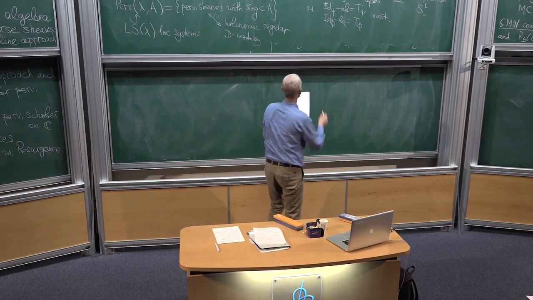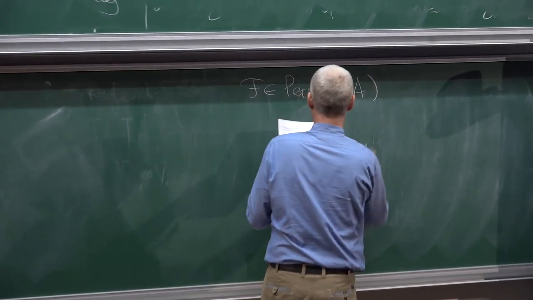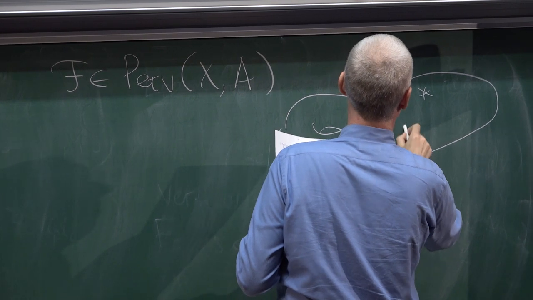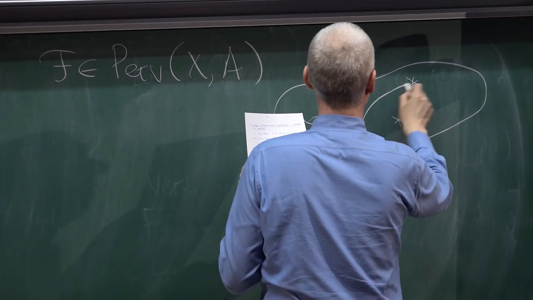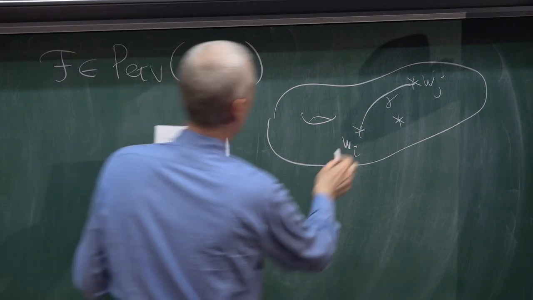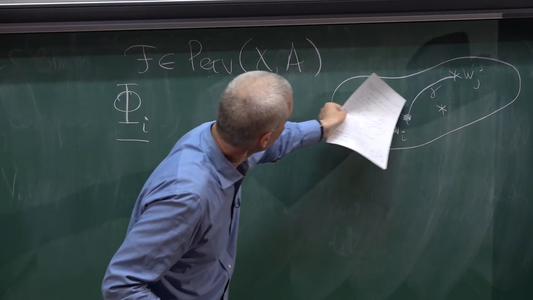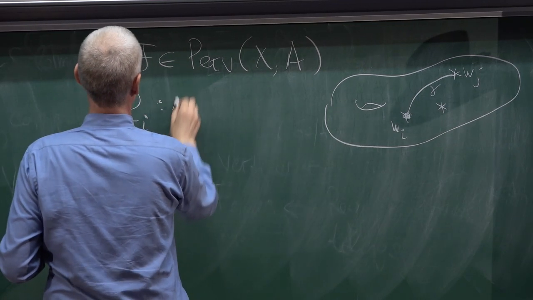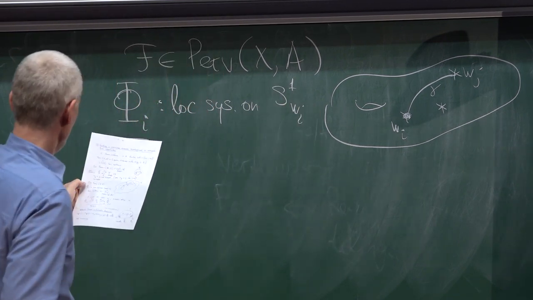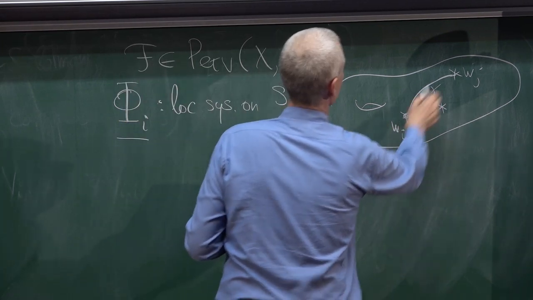So in particular, now F is a perverse sheaf on a surface, in Perv(X, A). So we have a surface, maybe something like this. We have some points, and we have a path gamma joining Wi and Wj. Then, first of all, phi i underlined is the local system of vanishing cycles on this circle of directions, a local system on S1 at Wi. And if we have a gamma like this, then we have a map from this phi to this phi.